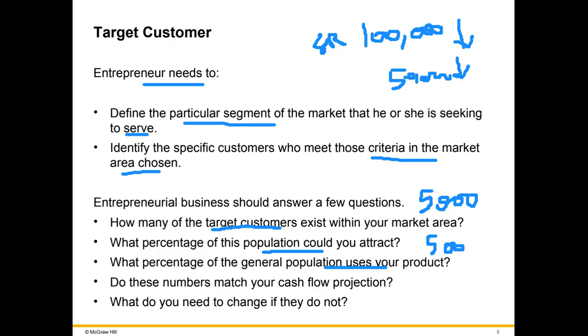And if you remember our previous lecture, that was for the cash flow. We should not be drained out of the cash flow. So it's very crucial for us to link it back with that. What do you need to change if they do not? Like, is there a chance that we can adapt or change slightly a bit of our product to cater to these needs? We know that Toyota is an example which is being offered to the normal general public.